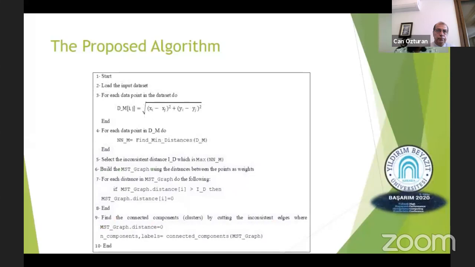And here we can see the pseudocode of the proposed algorithm. We need to load the data. We need to calculate the fully connected graph, which is the distance for each data point with respect to all other data points. Then we need to identify the minimum distance, and from this find the nearest neighbors. After we find the nearest neighbors, we need to identify the inconsistent distance, which is the maximum of the nearest neighbors. Then from this, we need to calculate the MST graph. From the MST graph, we need to identify the inconsistent edges. Each distance which is greater than the inconsistent distance will be marked as zero to be cut later. So we mark all the inconsistent edges as zero. Then the connected components of the MST graph, after we cut the inconsistent edges, will form the obtained clusters.